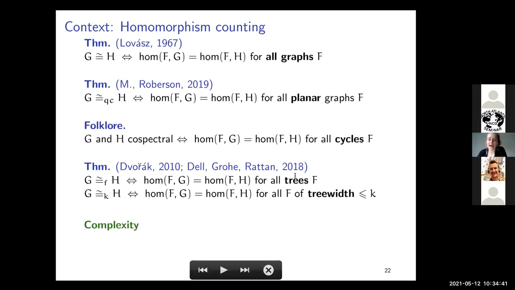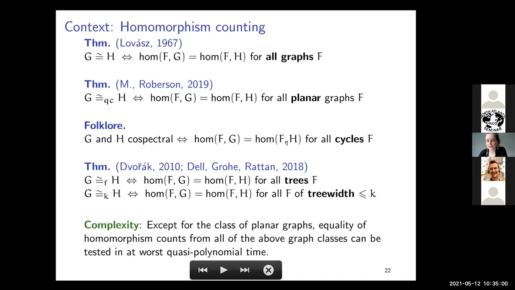And another question that they asked is, what is the complexity of testing, for two graphs G and H, whether the number of homomorphisms is the same from all planar graphs? For all things on this slide, the complexity of testing these relations is at most quasi-polynomial. Graph isomorphism, the best we know how to do due to Babai, runs in quasi-polynomial time. And these fractional and k-dimensional equivalents, you can test in polynomial time.